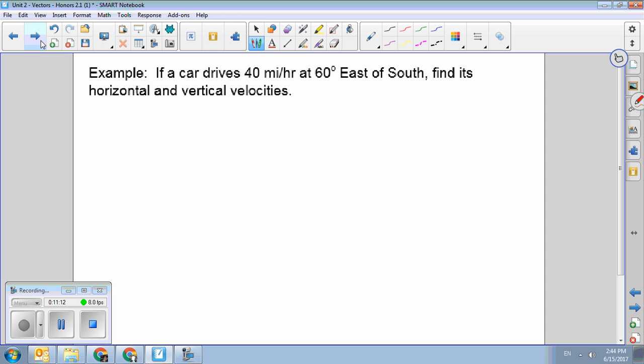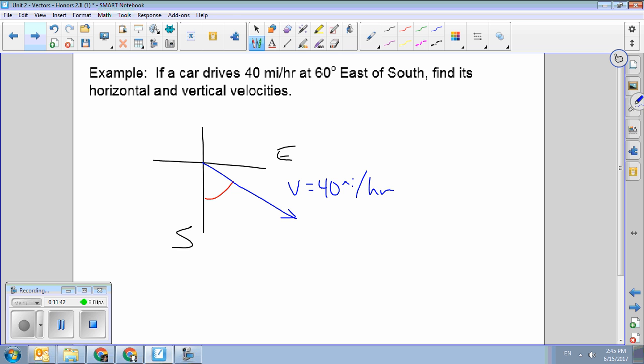Suppose we've got a car that's driving, as we said, at 40 miles an hour at 60 degrees east of south. Let's find the horizontal and vertical velocities. Let's make our little compass again. So here's east, here's south. We said 60 degrees east of south, so 10, 20, 30, 40, 50, 60 degrees east of south. So here is my vector. My velocity is 40 miles per hour at 60 degrees east of south.